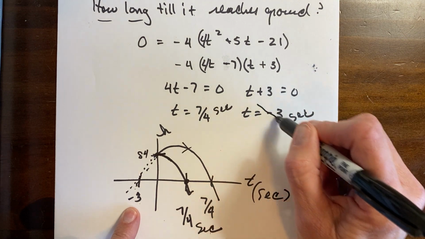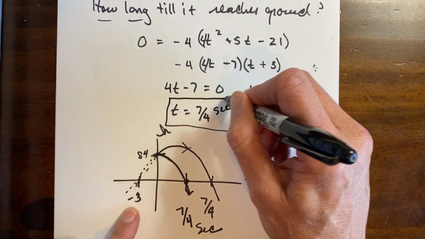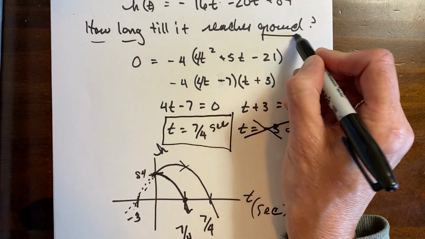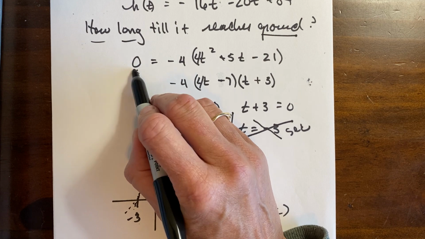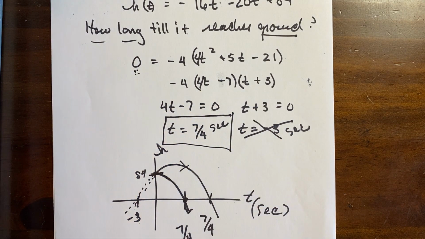But you're correct, we are not going to keep that time. It will be on the ground at 7/4 seconds. So reaching the ground, that is a height of 0. Then we factor, set our factors equal to 0 again to solve for our roots. Keep the time that makes sense.